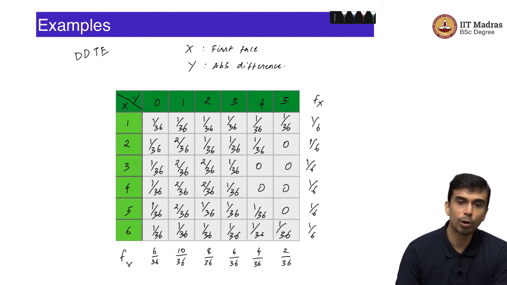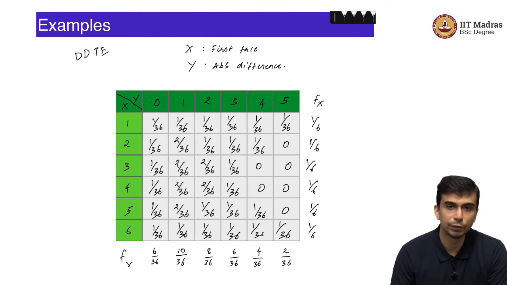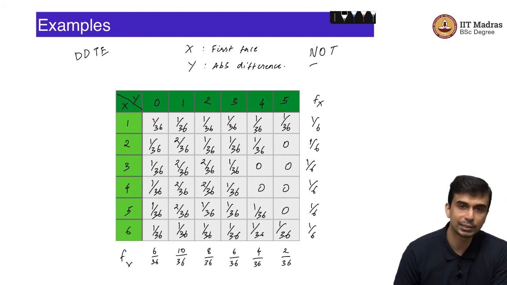Why is that, and how does x give some information about y? Let us take the case where x is equal to 3. If you know that x equals 3, which means the first face is 3, you know for certain that the difference cannot be 5. So, that is some information. Based on the knowledge of x, you do get some information about y. So, that is the reason why x and y are not independent in this case.